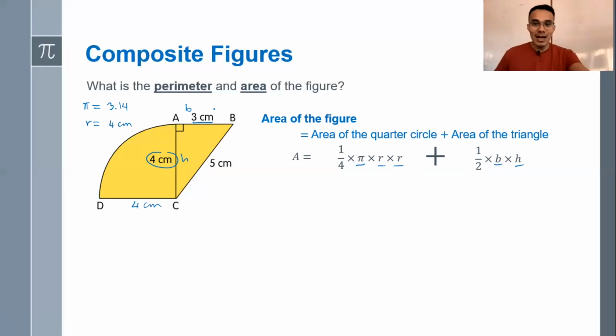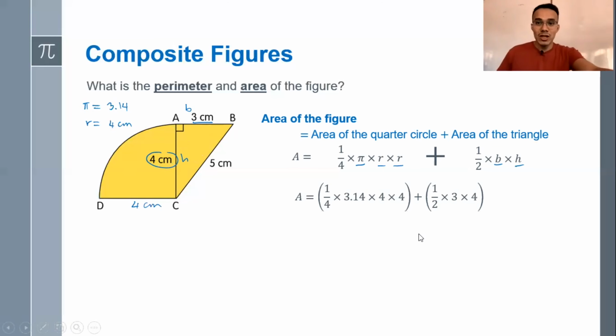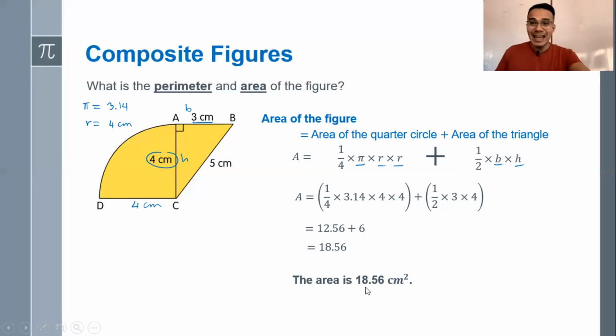All right. It's time for substitution. Just substitute the values of the letters involved in the formula properly. The pi is 3.14. R is 4. Base is 3. Height is 4. Grab your calculator. Multiply these numbers, and you have your 12.56 plus 6. And that will give you 18.56. Therefore, the area of the figure is 18.56 cm squared, or square centimeters.